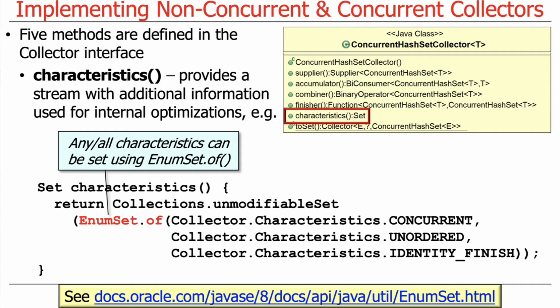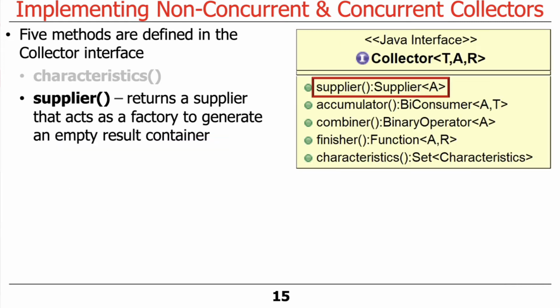If you want concurrent, unordered, and identity finish, you can say EnumSet.of, and then set these things. And then you can return this as an unmodifiable set. That just means that there are no operations to change it once you've set it. So just a little bit of trivia. There are other ways, of course, to create collections, or sets rather, but this is one that will work for everything.